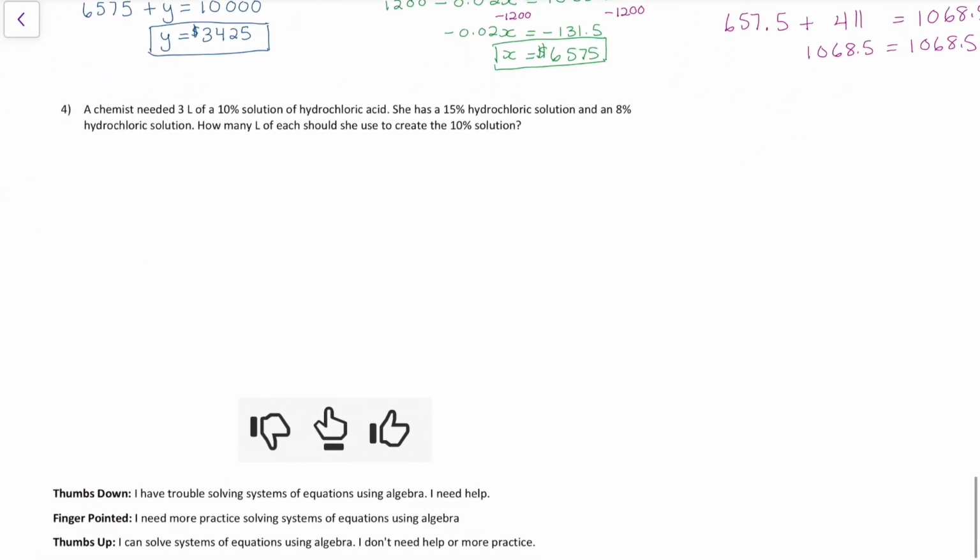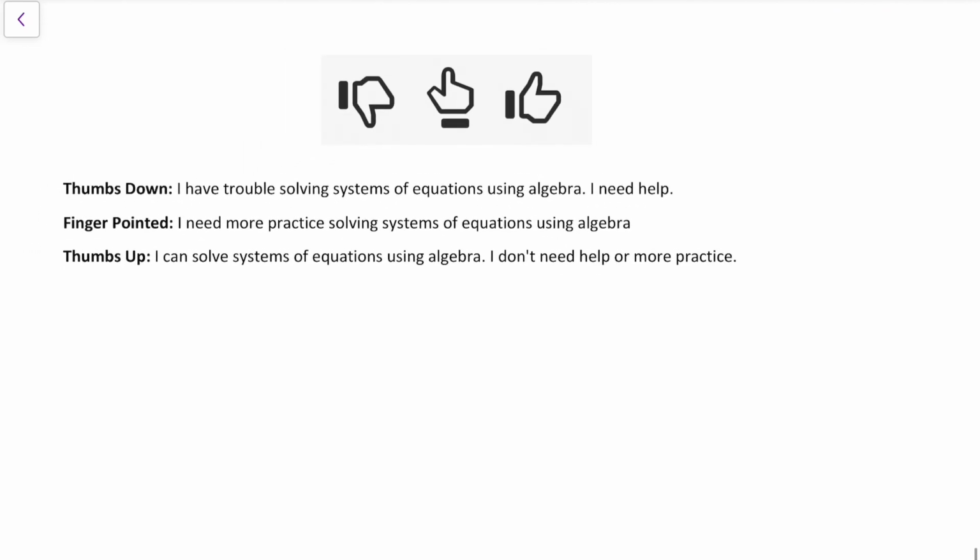Okay, so I want you to rate yourself on how you have felt about solving systems of equations algebraically, both using substitution and elimination. So thumbs down if you're having trouble solving systems of equations using algebra and you need some help, a finger pointed if you need some more practice, and a thumbs up if you're like, I've got this, I can solve systems of equations using both substitution and elimination, including the word problems, and I don't need any more help or practice.